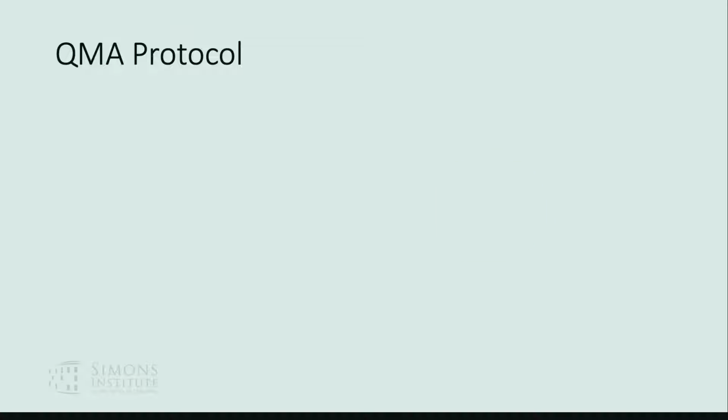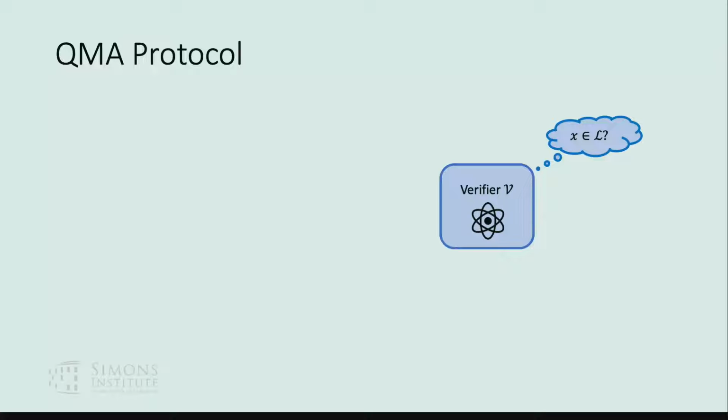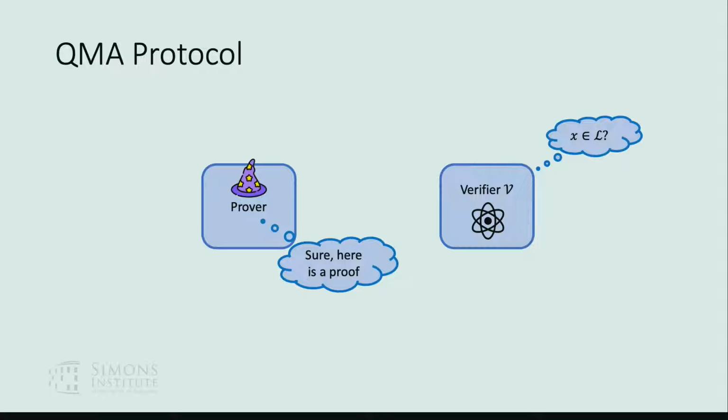Let me tell you the protocol briefly. We have this verifier that's quantum, and it's wondering whether some classical input X is in some classical language L. It recruits the help of this all-powerful prover that tries to convince it that X is indeed in the language. And how do you convince? Well, you can send a quantum state.